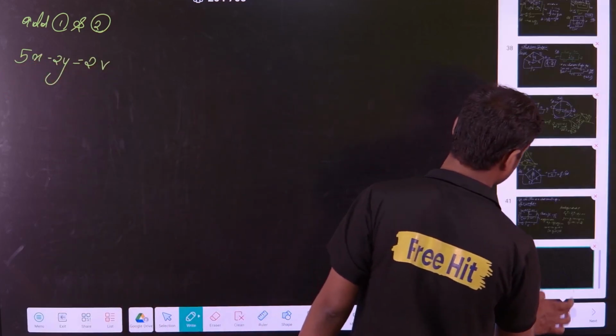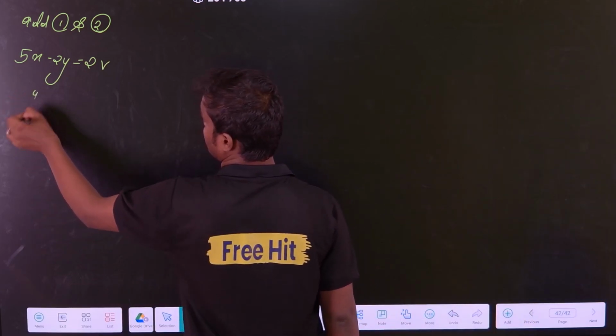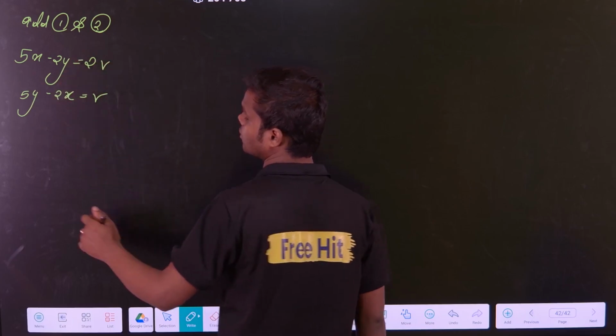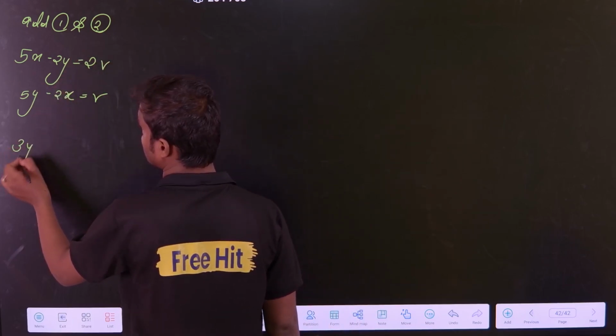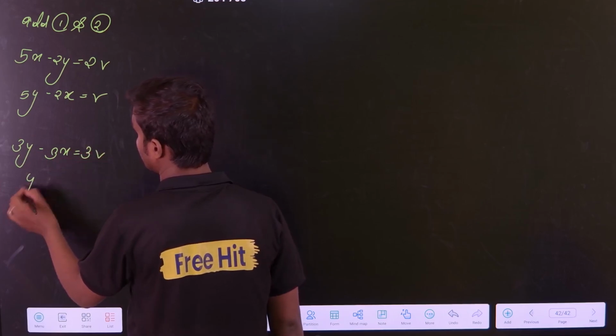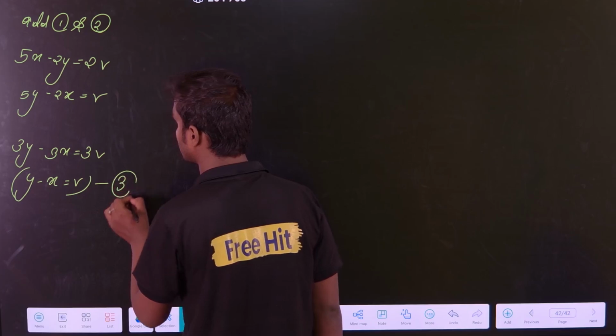And what is the second equation we got? 5y minus 2x is equal to v. First add these two equations. What you will get? You will get 3y minus 3x is equal to 3v. That is y minus x is equal to v. Okay, that is equation number, suppose, third.